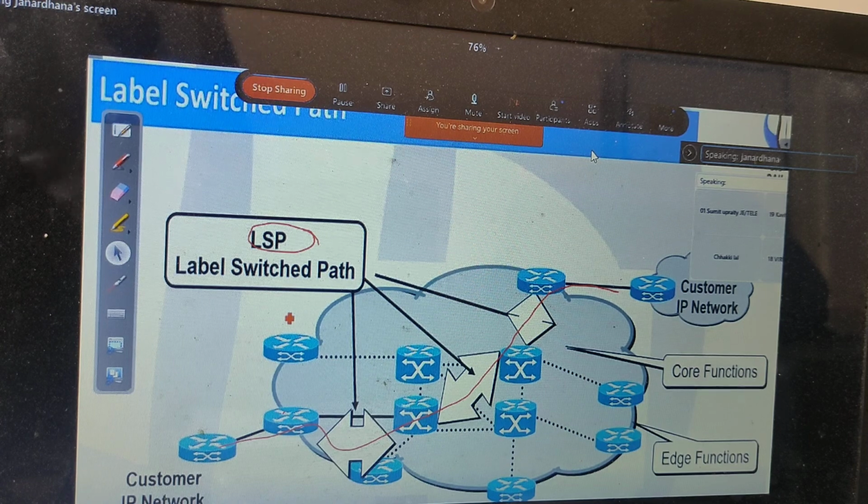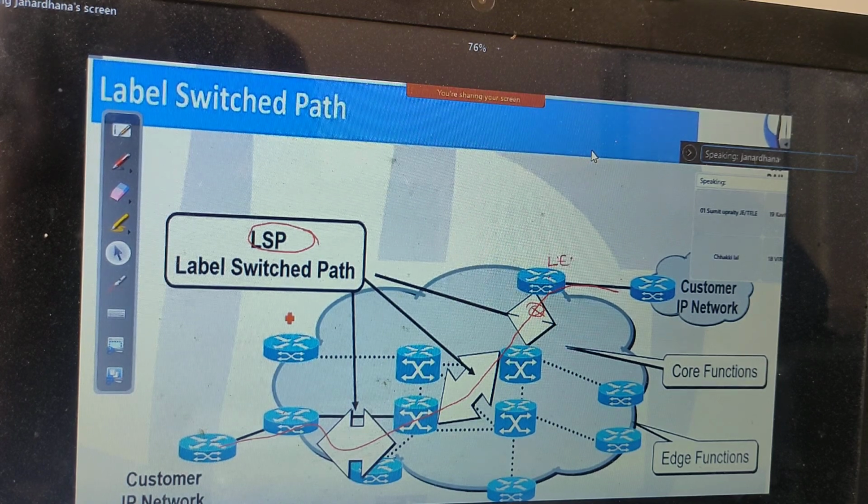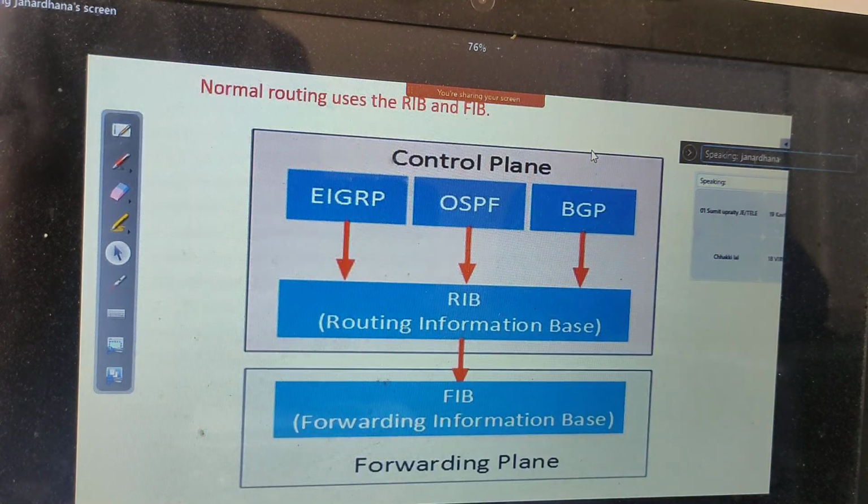And there is the customer. And here, this is the router. This router will be the PHP router. And this one is a label edge router, LER. And this is the PHP router. So like that you have to see.